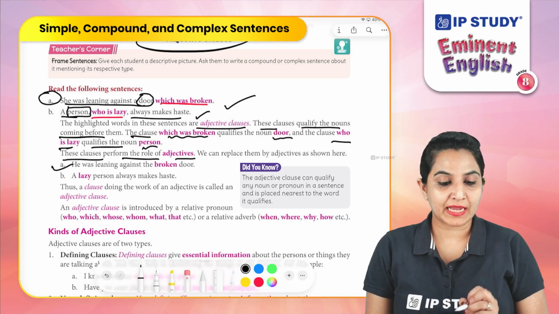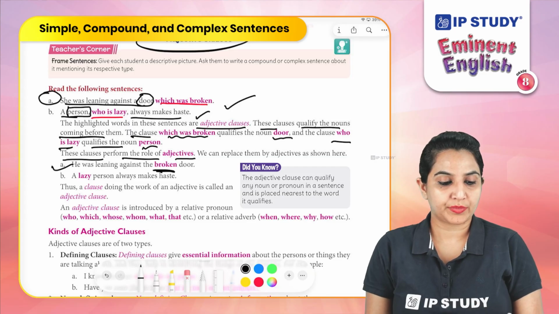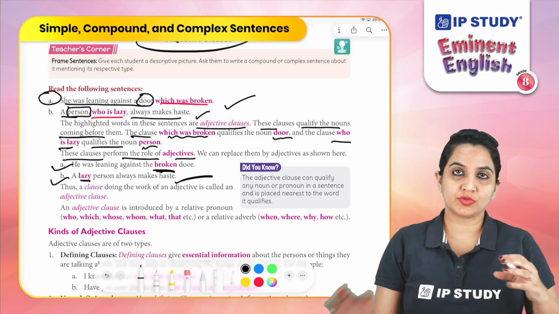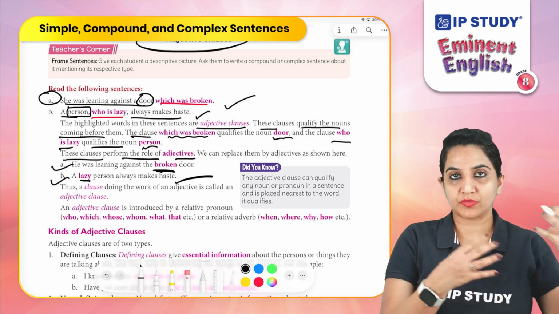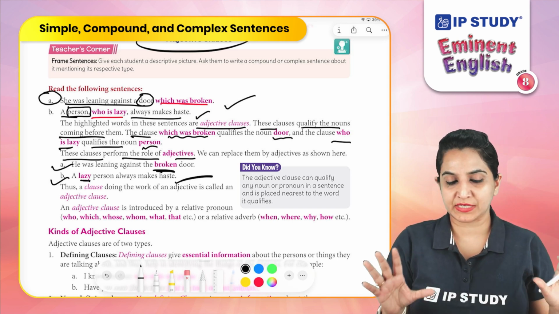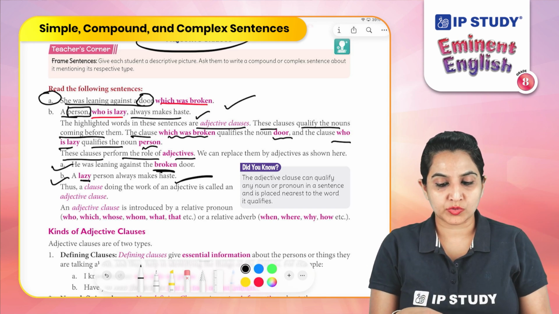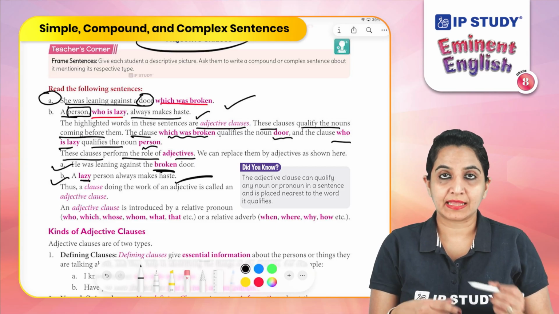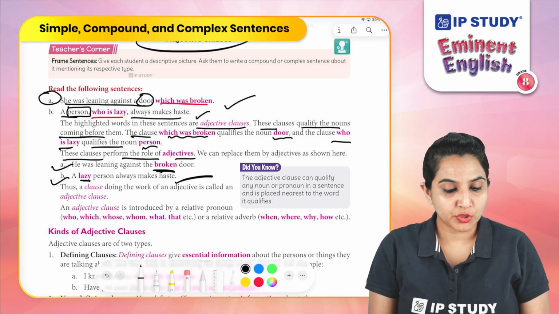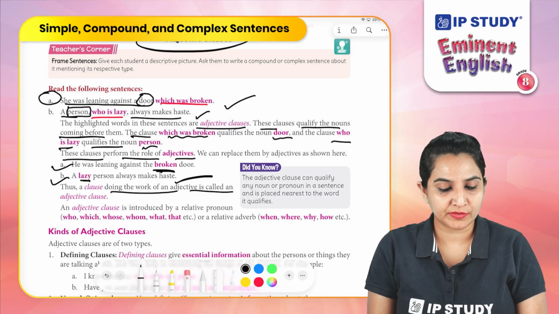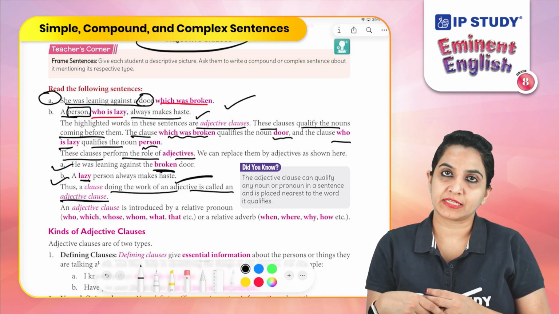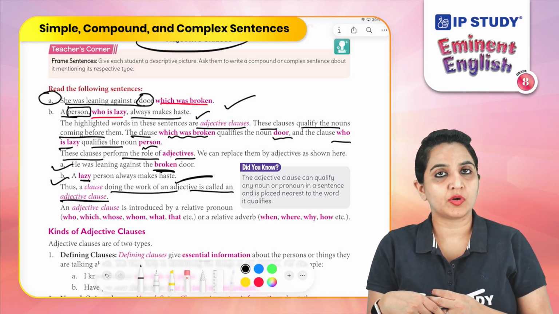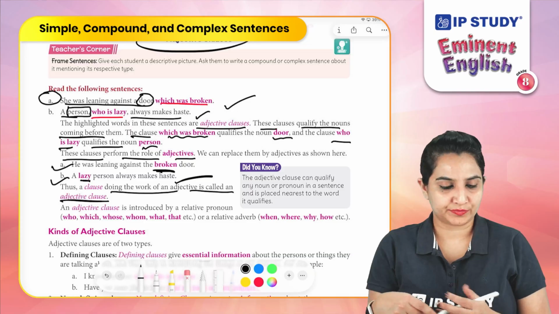He was leaning against the broken door. A lazy person always makes haste. So in the same sentences, when we replace the clauses by just adding simple adjectives, we can also form them like this. Therefore, the clause doing the work of an adjective is called an adjective clause. That means a clause which acts as an adjective.